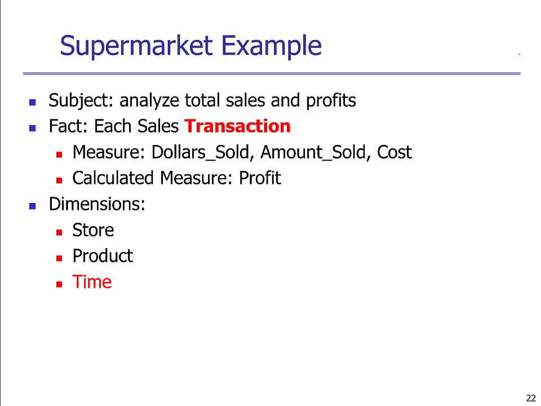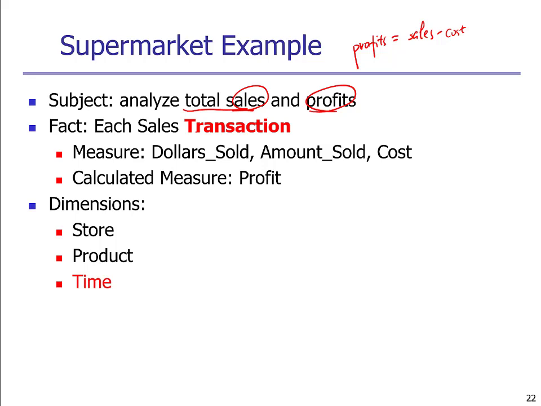Say the data comes from a supermarket, or you can think of it as coming from a supermarket group like Woolworths or Coles, right? So basically, the subject is to analyze the total sales and profits. As you may know, profits equal sales minus cost. Now, what is the fact? The fact is each sales transaction, right? You go to the supermarket, you buy something, you pay for what you buy, then you take the items with you and go back home. The supermarket will record this kind of transaction.